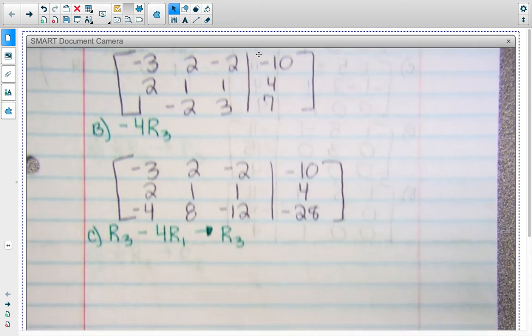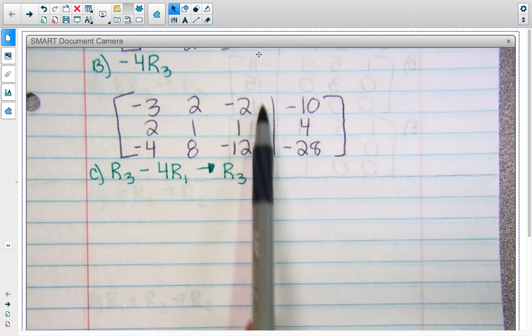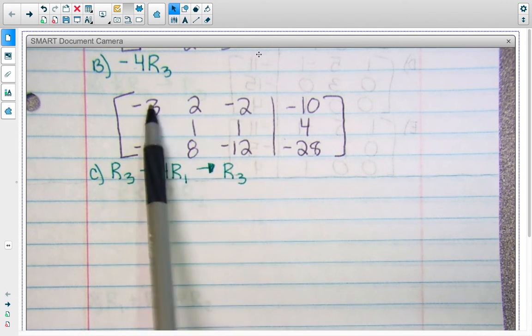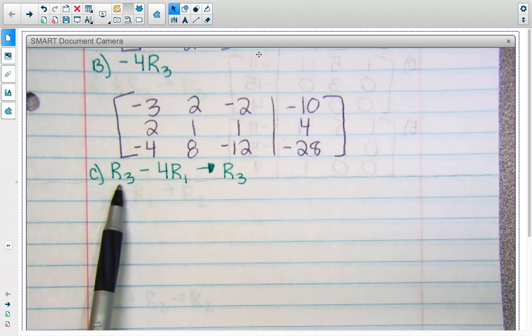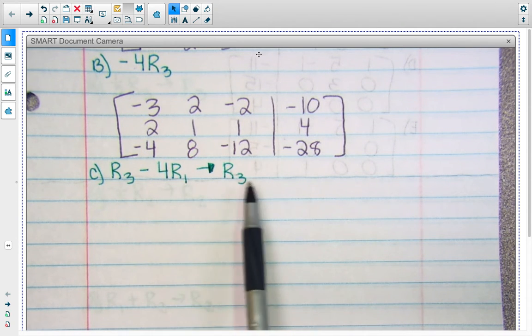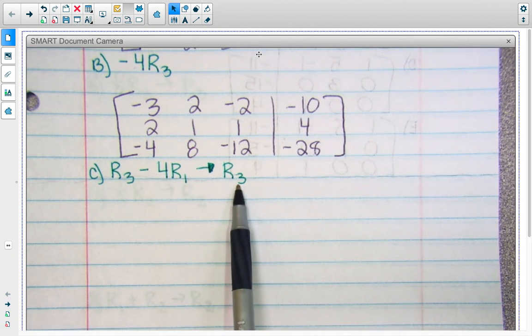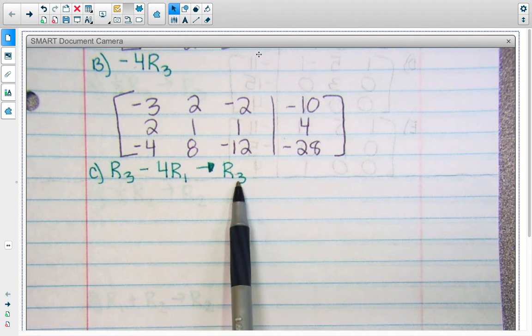And we'll do one more. Again, we're going to use the matrix we just finished working with. So we just finished working with part B. So I'm going to use these numbers to help us with part C. Part C says to do row 3 and subtract 4 times row 1 and put it in the spot of row 3. So I do these operations over here, and then I put my final answers in the spot of row 3.